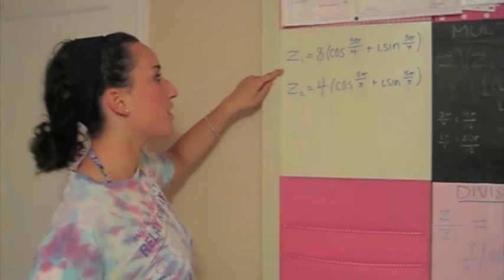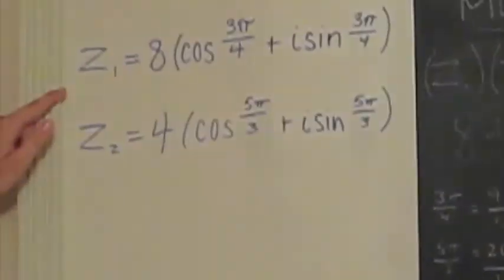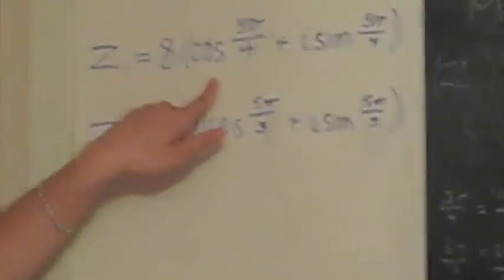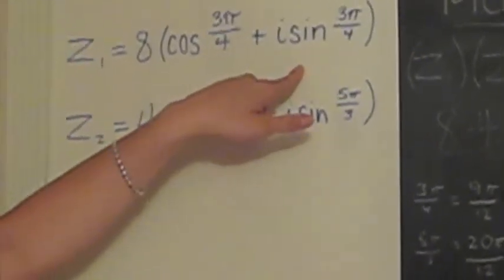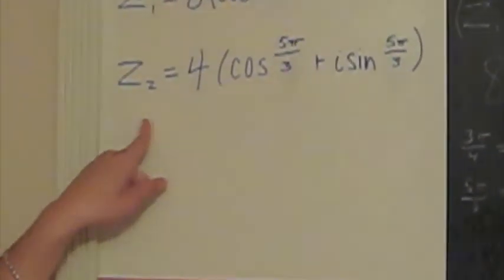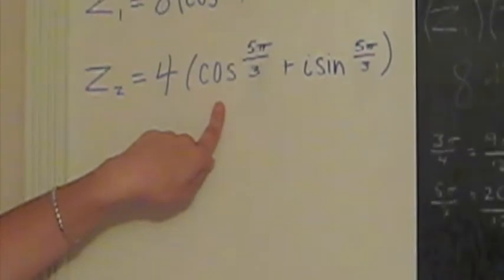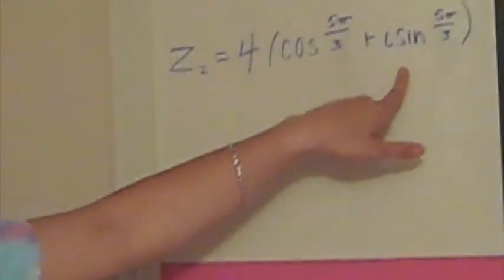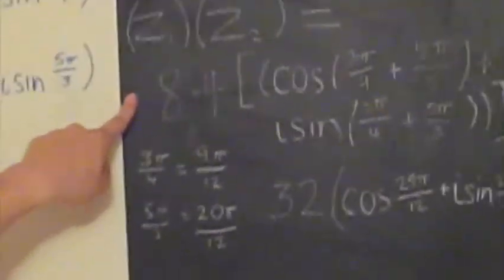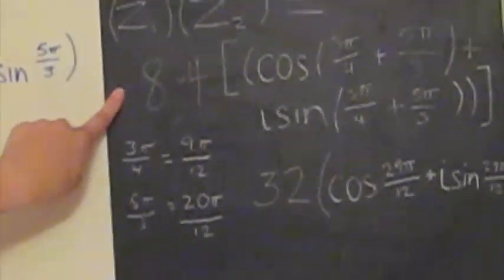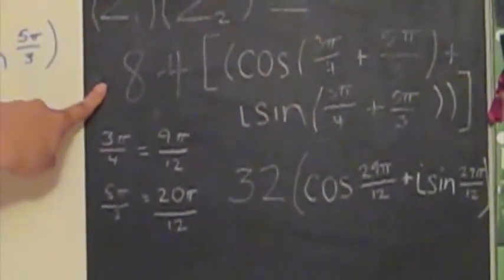Sometimes you're presented with equations in radians instead of degrees. In this case, we have z1 equals 8 times the cosine of 3 pi over 4 plus i sine 3 pi over 4. z2 is equal to 4 times the cosine of 5 pi over 3 plus i sine 5 pi over 3. So, to multiply z1 and z2, you still do what you did before with the r's. You just multiply 8 times 4.